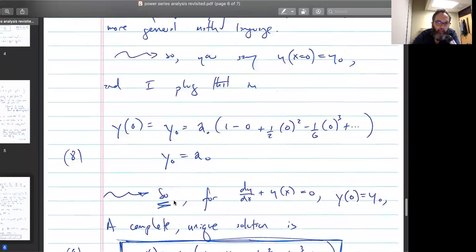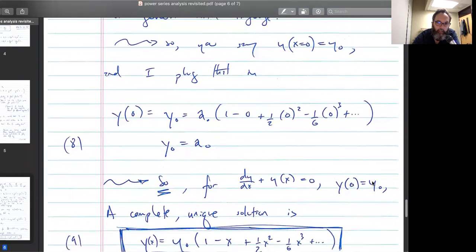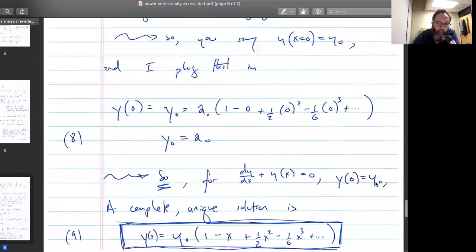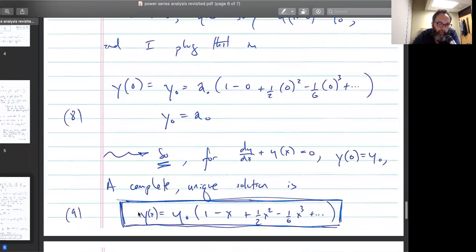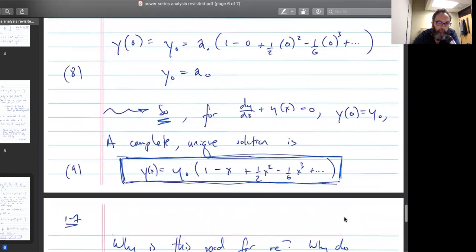Okay, so now if you've given me dy by dx plus y of x is equal to 0, and you gave me this boundary value, y of x equals 0 is equal to y naught, then I know that a complete solution for that problem is y of x equals y naught times the quantity 1 minus x plus 1/2 x squared minus 1/6 x cubed plus the series continues.